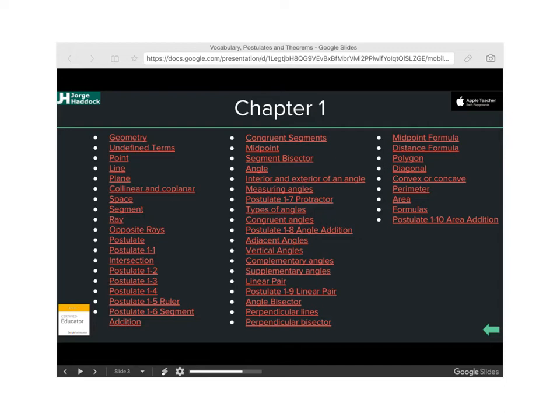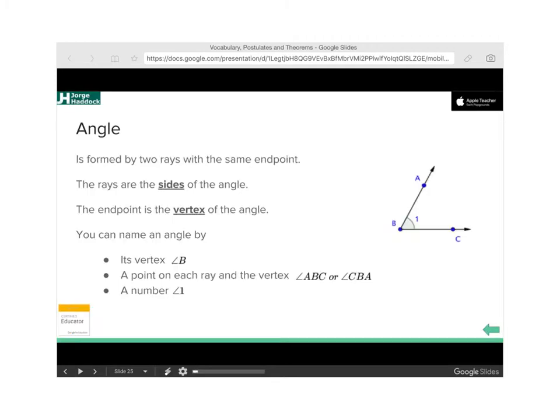Let's start with a lesson on measuring angles. We want to define what an angle is. An angle is formed by two rays with the same endpoint. The sides of the angle are those two rays, and this point right there, B, is called the vertex.